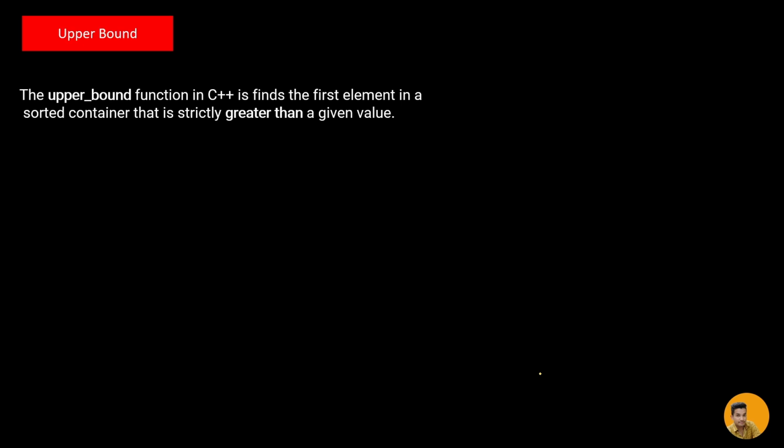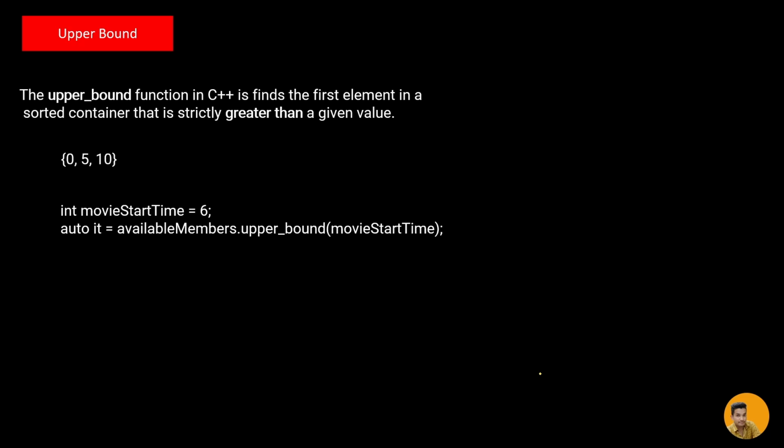Let's see upper bound quickly. What is it? It gives the first element in the sorted order that is strictly greater than a given value. So in this case 0, 5, 10, and I say the movie start time is 6. Give me available members list dot upper bound, a value that is strictly greater than the given value. So that is 6. Give me the upper bound of 6, a value greater than 6. This would be 10, right?